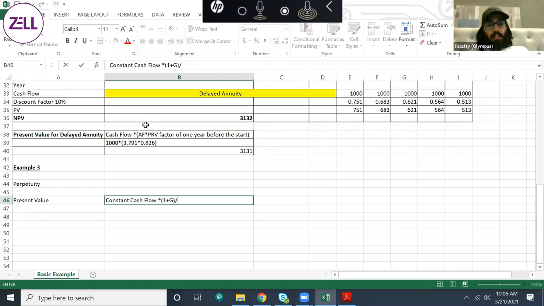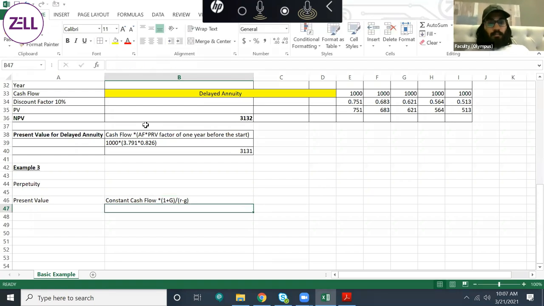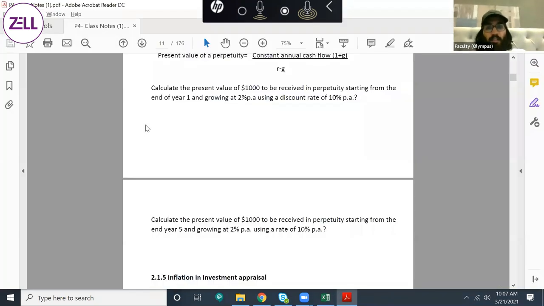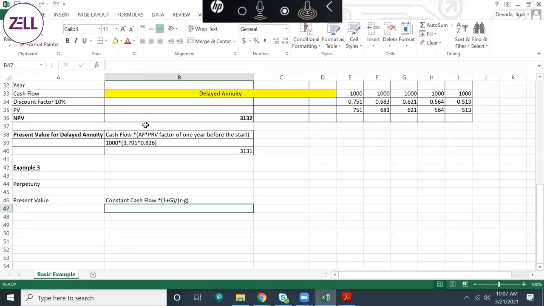As when you're solving it on Excel, be careful with the brackets. Anyone who got the answer? 12,750. Okay, can you give me the breakup?